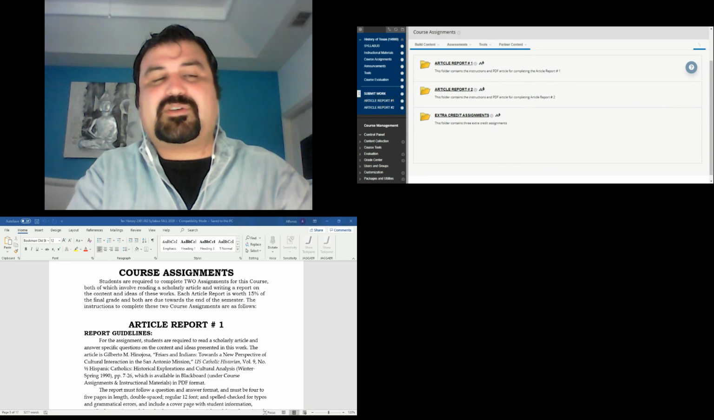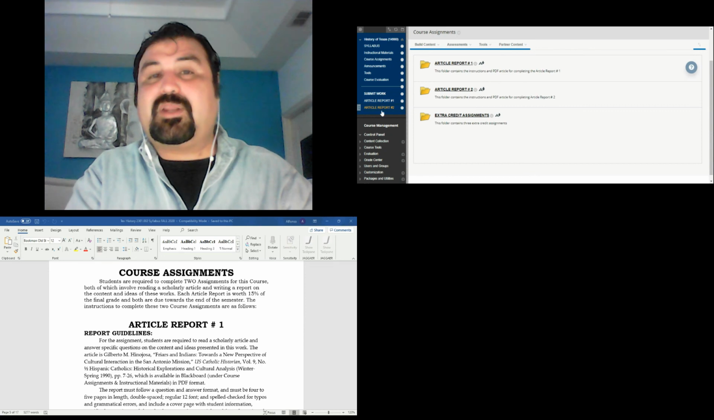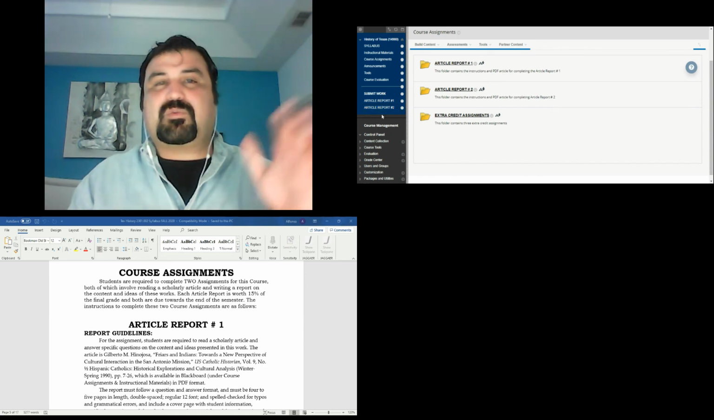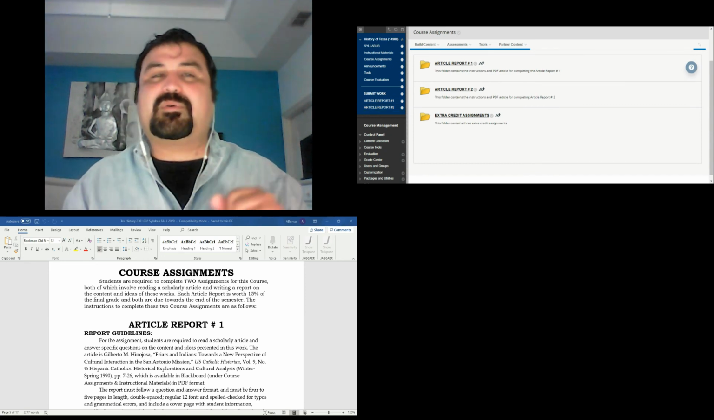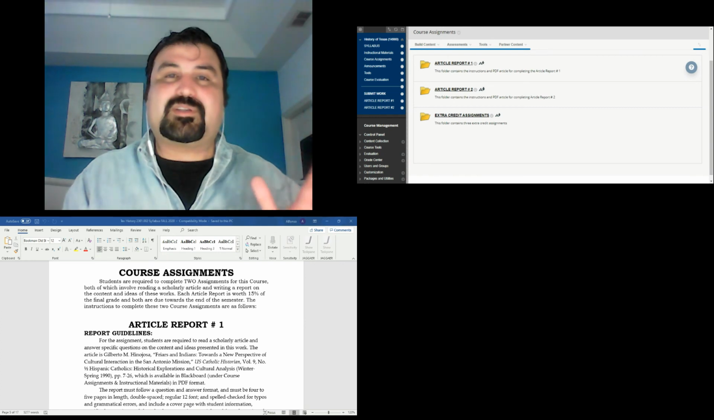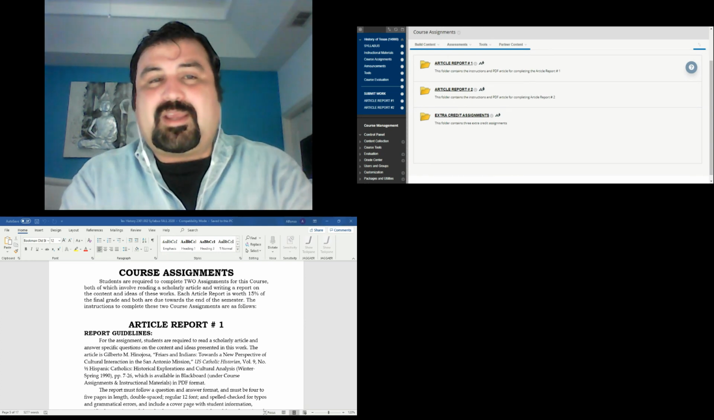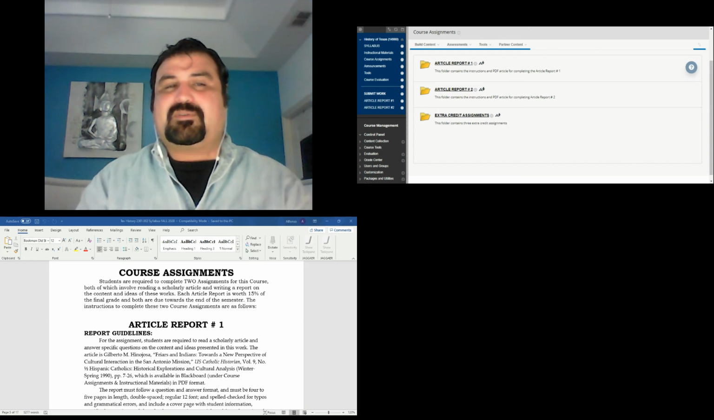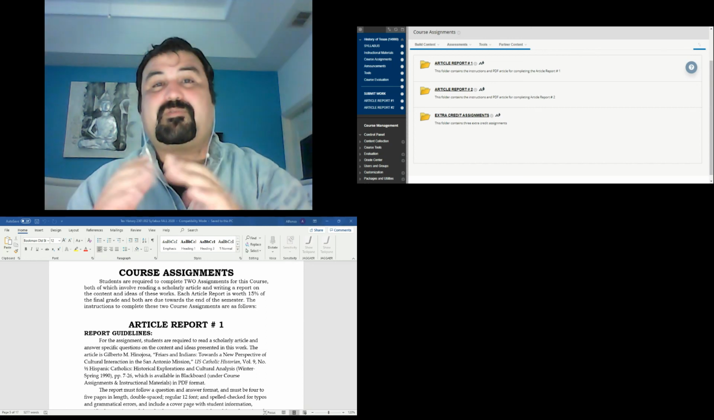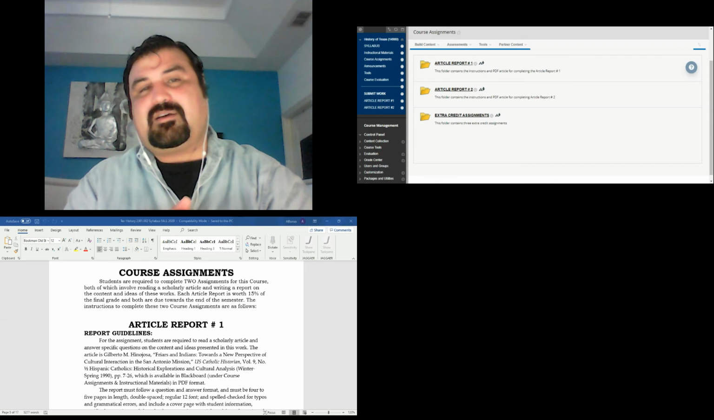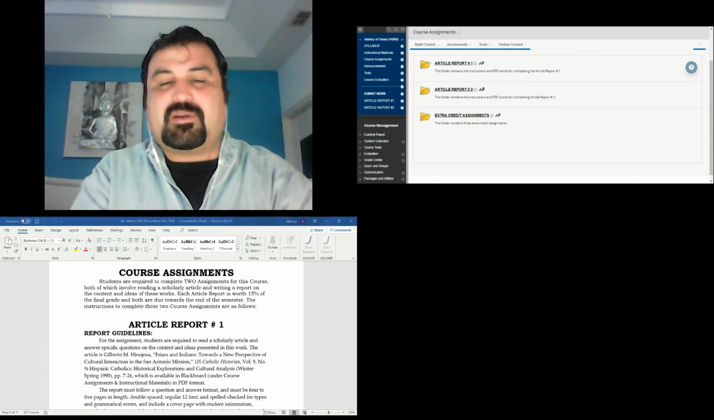On here, there's a section that says submit work, and there are already two links there that say article report number 1, article report number 2. You upload those assignments there. They are 15% of the final grade each. So it's very important that those course assignments are worth 15% of the final grade, each one of them.